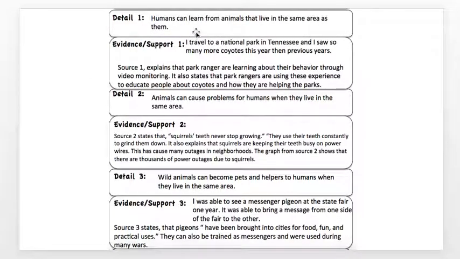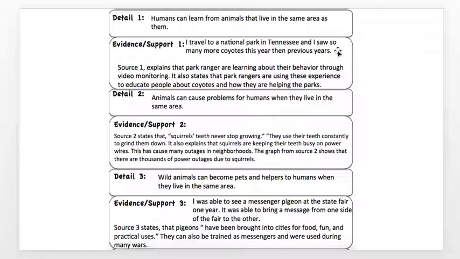So for detail number 1 that shows that humans can learn from animals, I found a couple different sentences from the articles, but I also had some information from my own experiences. So the information that I have from my own experience was that I traveled to a national park in Tennessee. It's called Cades Cove, and I didn't see any coyotes there a couple years ago, but when I went there this past year, there were coyotes everywhere. They were not afraid of people. They were out during the day and they were just everywhere.